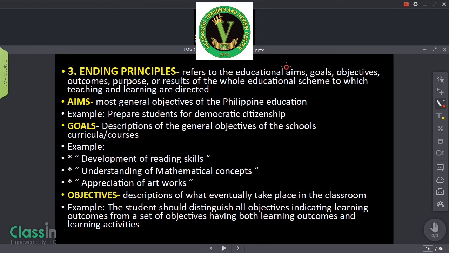The ending principles, on the other hand, refer to the educational aims, goals, objectives, outcomes, purpose, or results of the whole educational scheme to which the teaching and learning are directed. Now let us define the aims, goals, and objectives. Aims are the most general objectives of Philippine education, such as preparing students for democratic citizenship. So this is an example of an aim. Goals are descriptions of the general objectives of the school or courses. Examples: development of reading skills, understanding of mathematical concepts, and appreciation of the arts. Objectives, on the other hand, are descriptions of what eventually takes place in the classroom. An example is: the student should distinguish all objectives indicating learning outcomes from a set of objectives having both learning outcomes and learning activities.